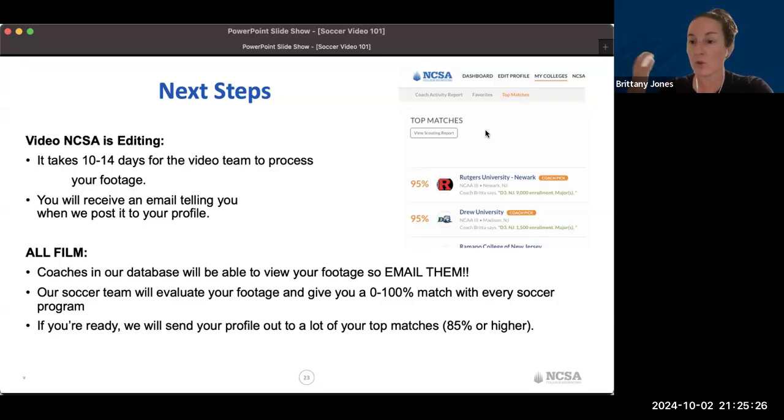Okay. Once your video is posted, it's viewable to all coaches on the platform, right? Once it's created, our video team, our soccer evaluation team will look at it, evaluate it, and that will also make some of your top matches and benefits become active, right? And if your profile is built and your video is the last thing, we will actually use your video to reach out to coaches on your behalf. So you can see having video on your profile really is a key next step for you because it opens the door to being evaluated by coaches and beginning to build a relationship with coaches. And that's ultimately what recruiting is.